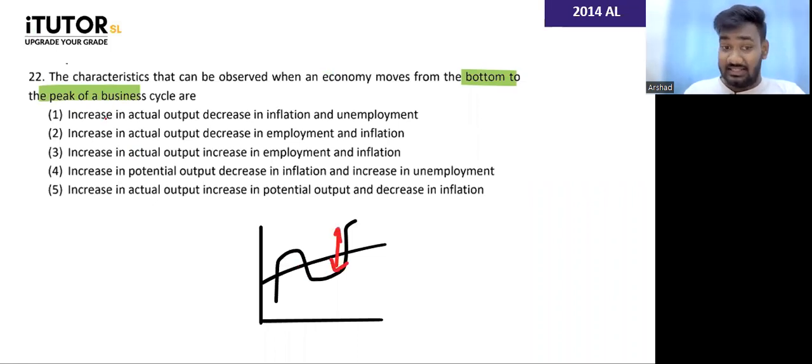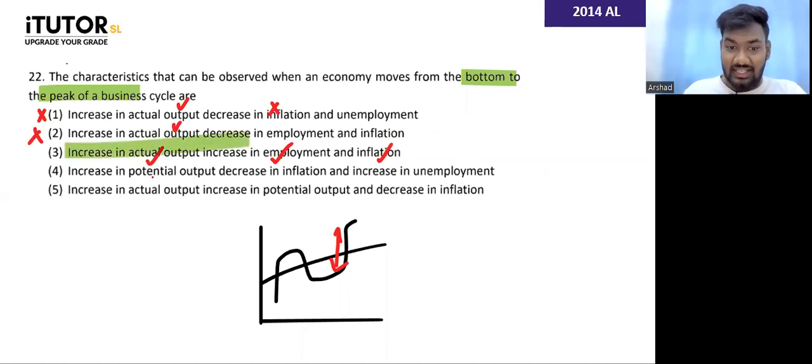What are the characteristics? Increase in actual output, correct. Decrease in inflation, wrong. So I'll cut that answer there. Increase in actual output, correct. Decrease in employment, no, wrong. Increase in actual output, correct. Guys, I'm not talking too much about this because we discussed it in the previous paper. Increase in actual output, yes. Increase in employment, yes. And inflation, yes. So there is an increase in actual output, increase in employment, and increase in inflation. That part is correct. The answer is number 3.